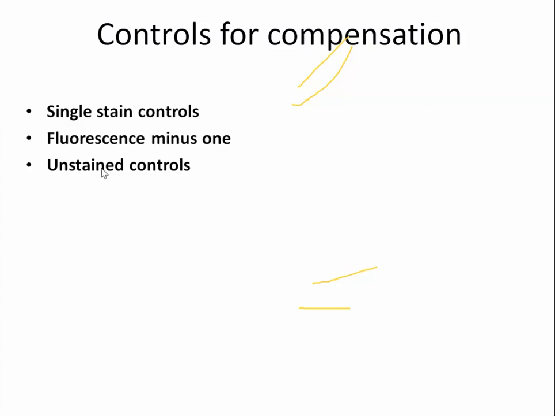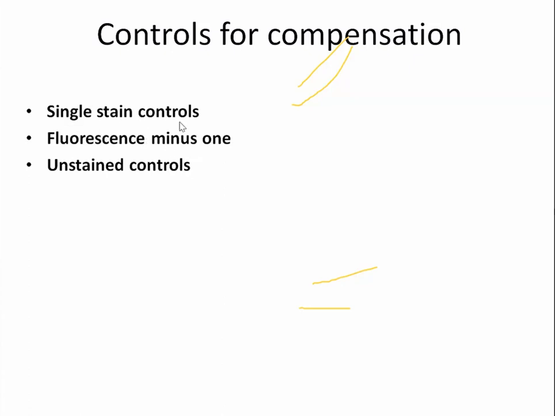Non-specific or false positive signals. That is called unstained controls, which we do to check autofluorescence or non-specific signals. Okay. Then there is something called fluorescence minus one, which was used earlier, now currently not widely used.